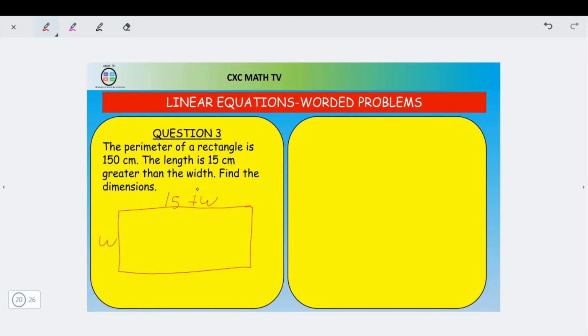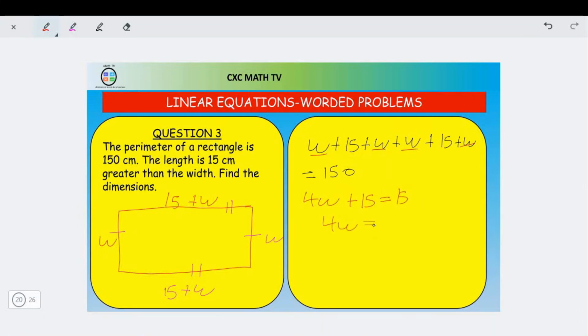Now what do we know? We know perimeter is the total distance around, and a rectangle has two pairs of parallel sides that are equal in length. So over here says W and down here says 15 plus W. So W plus 15 plus W plus W plus 15 plus W must equal 150. Adding W four times, that's 4W plus 15 equals 150.